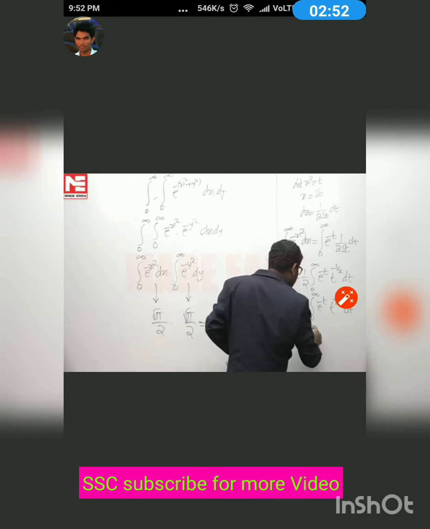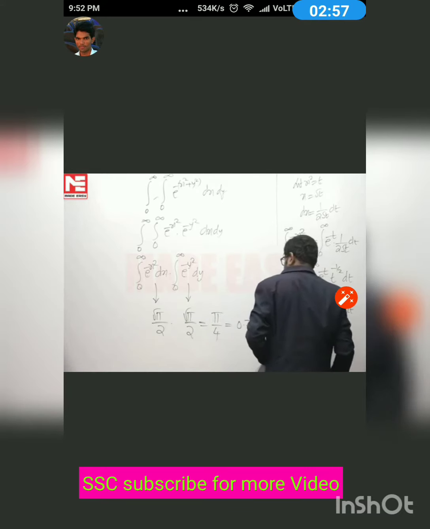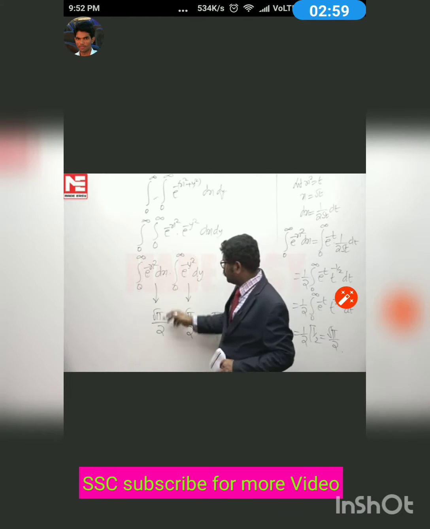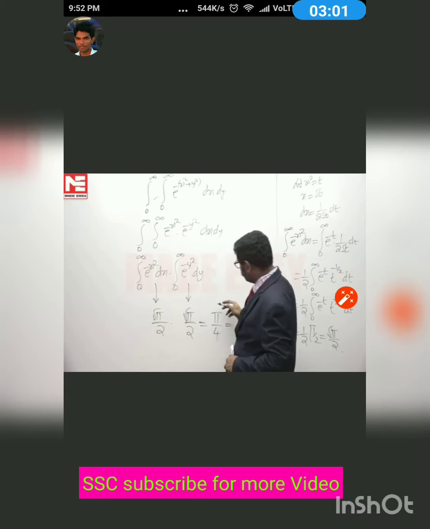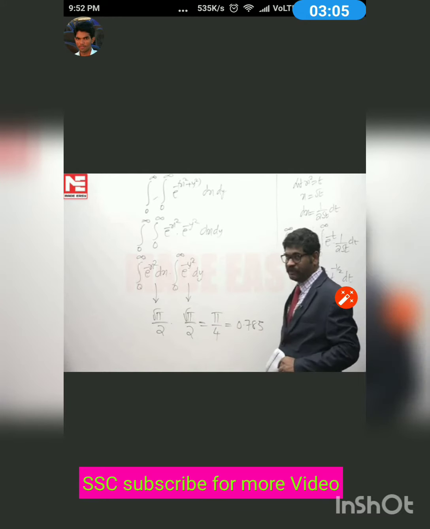This is 1 by 2 gamma 1 by 2. It is nothing but root pi by 2. That's why I have written that this is root pi by 2, and this is also root pi by 2. Root pi into root pi by 4 gives pi by 4, that is 0.785.